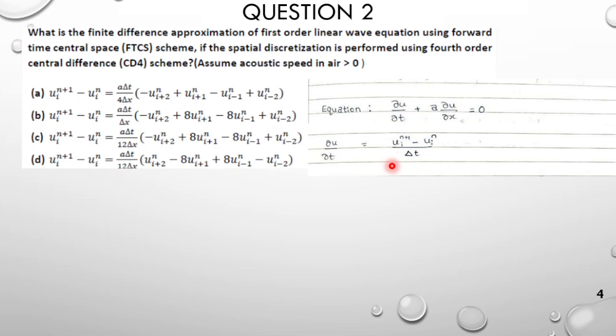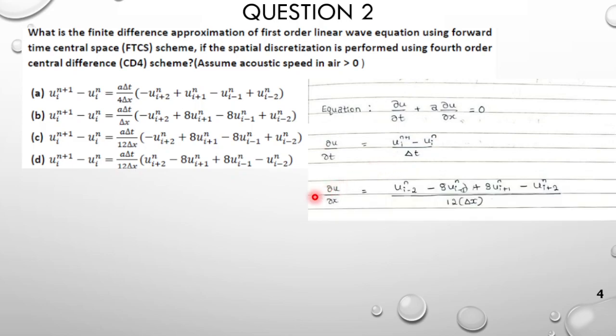So that is one thing. The second thing is ∂u/∂x using your fourth order central difference scheme. It can be described as follows. You can try to see this using the chart, or using the Taylor series also. So this again will become u at i-2 minus 8 into u at i-1 plus 8 into u at i+1 minus u at i+2, sorry.